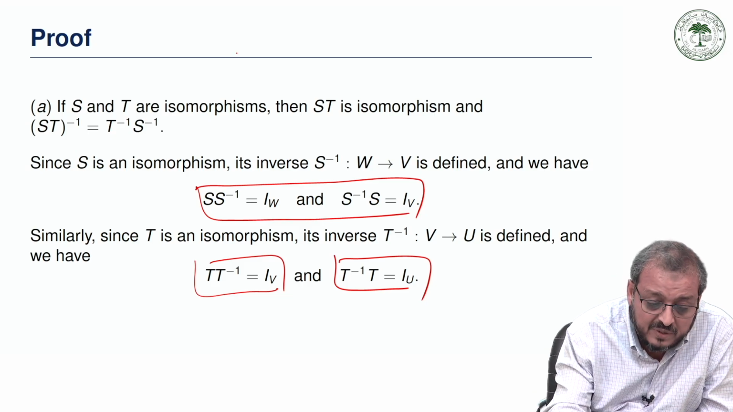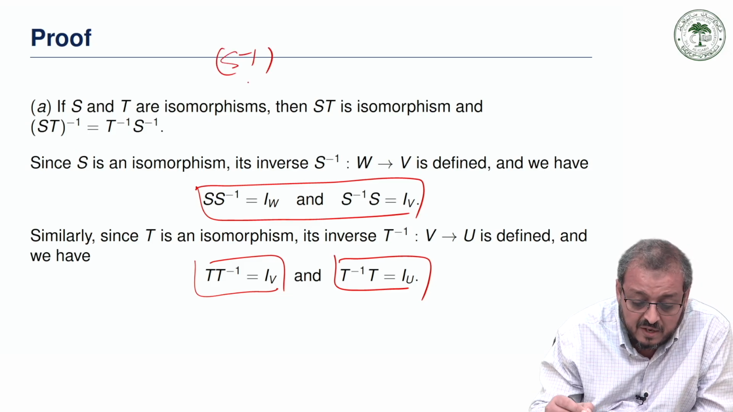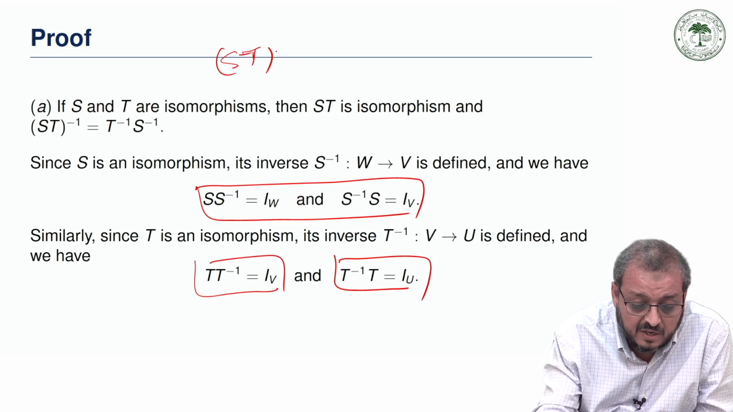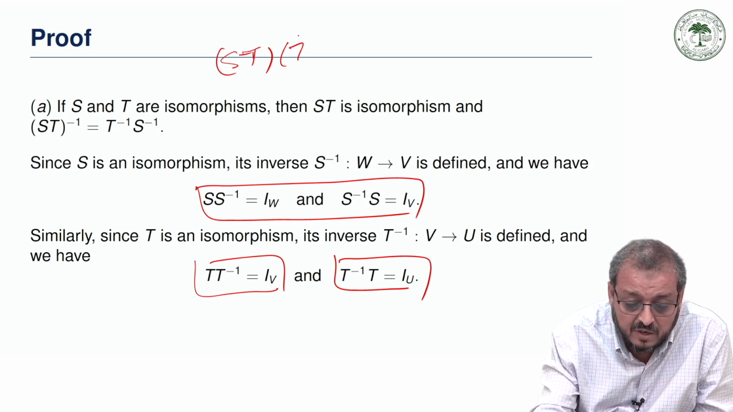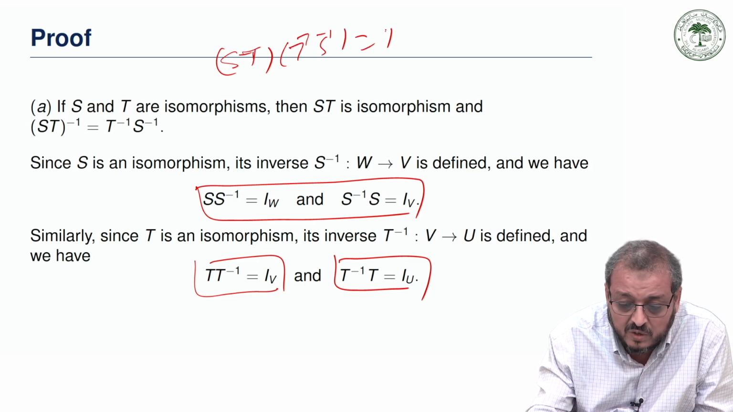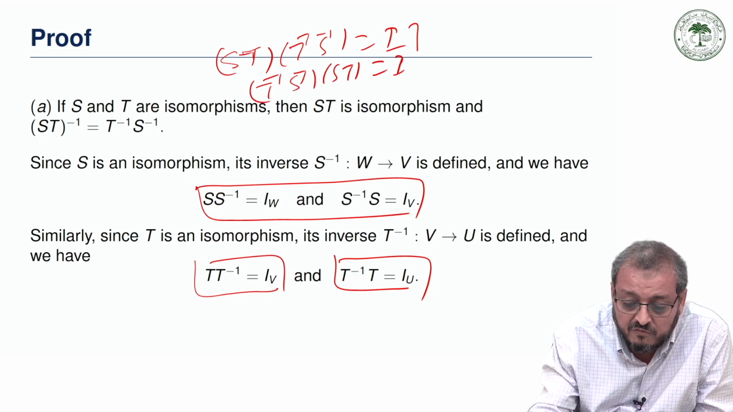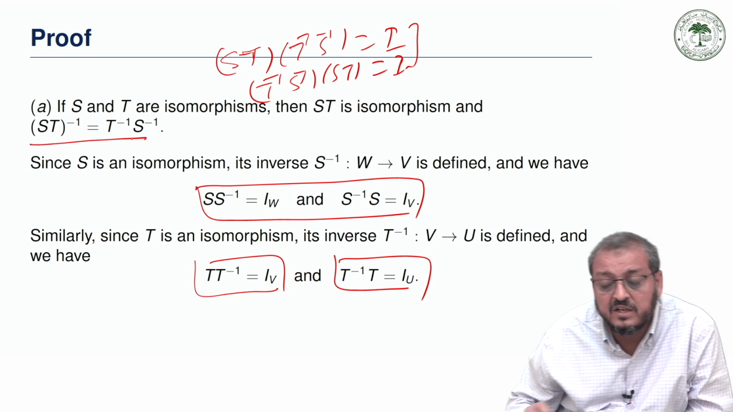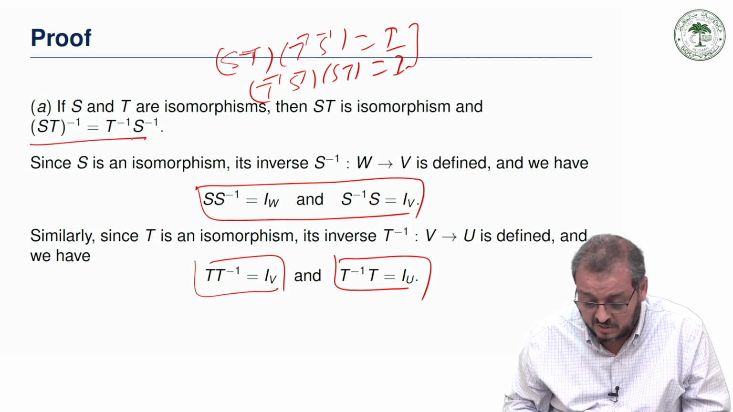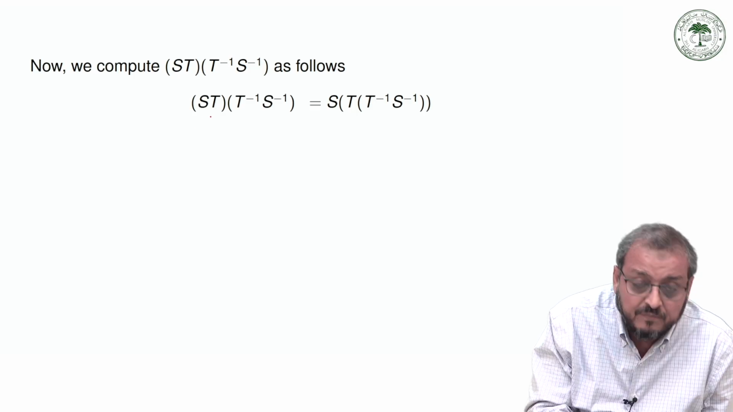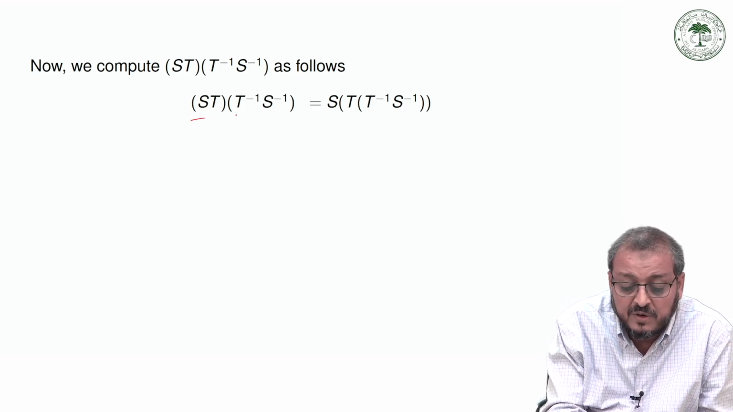So one of the methods: we have ST, that is S of T, and then we have T inverse S inverse equal to identity, or we have to show that T inverse S inverse, ST is equal to identity. If we succeed in proving this, then we can clearly say that this is true in this form. Okay, so now we say that ST can be written in this form.